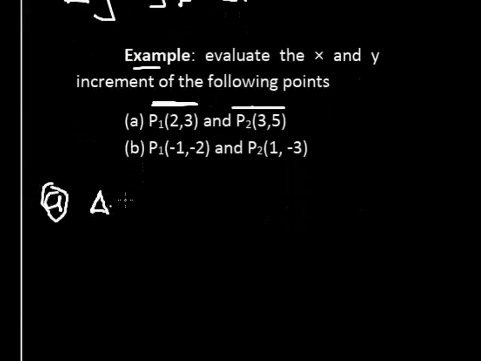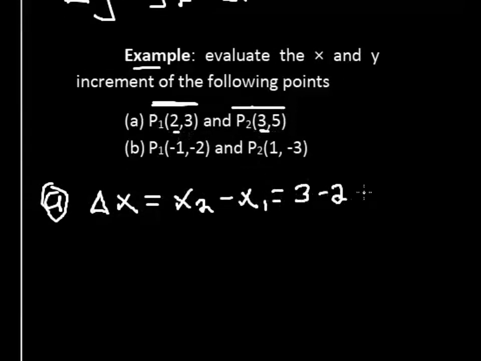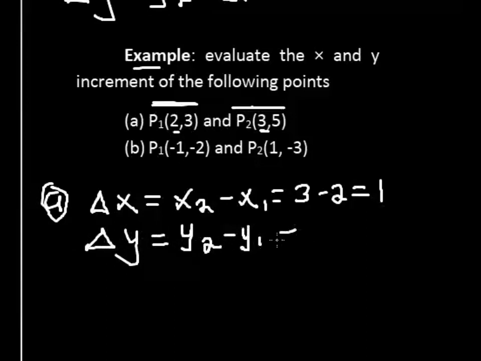So let's start with increment in x. Remember, the increment in x is x2 minus x1. So x2 here, of course, is found in P2, that's 3, and the x1 is 2. So that's going to give me 3 minus 2, which of course is 1. As simple as that. Then the increment in y is y2, the final y, minus the initial y. The final y here is 5 and the initial y is 3. So that's going to give me 5 minus 3, which of course is 2.